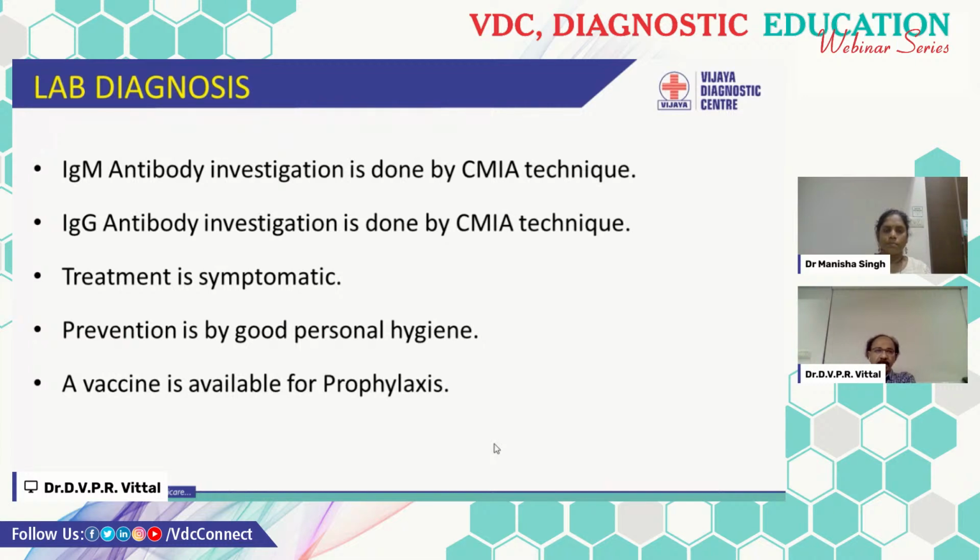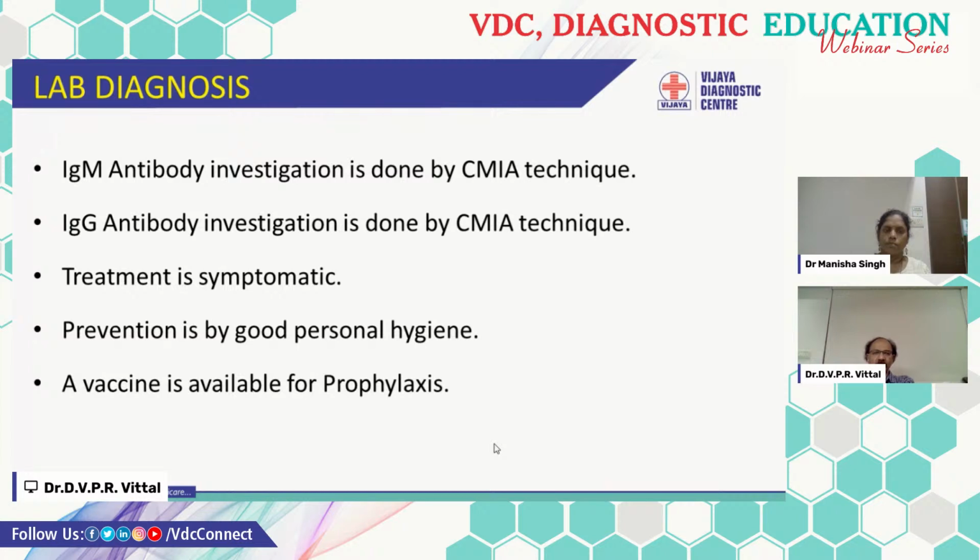Now, as I told you, IgM antibody indicates recent infection and IgG indicates either immunity or past infection. The treatment of the disease is only symptomatic, and bed rest is what is usually advised to the patients till recovery, that is about 4 to 6 weeks. The prevention is by good personal hygiene, as I told you, because the spread is through the fecal-oral route.